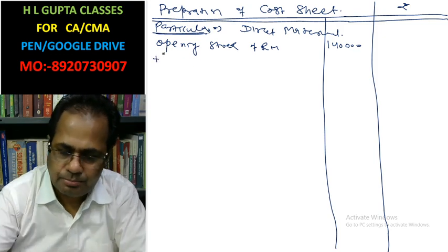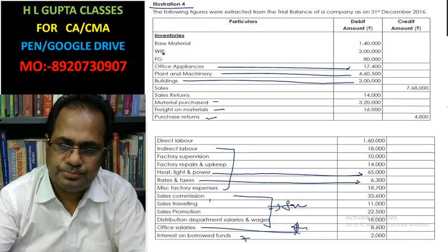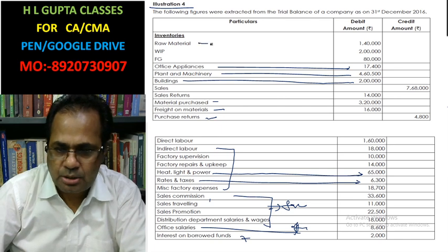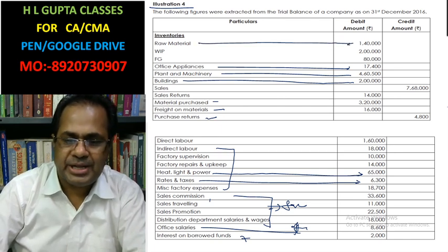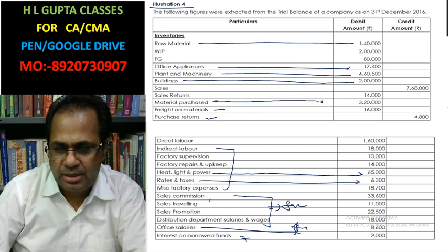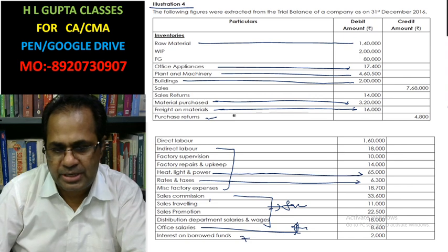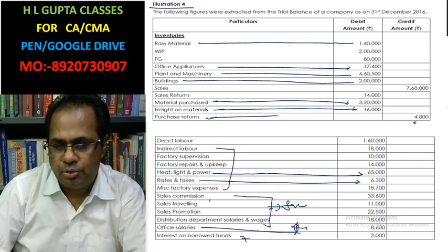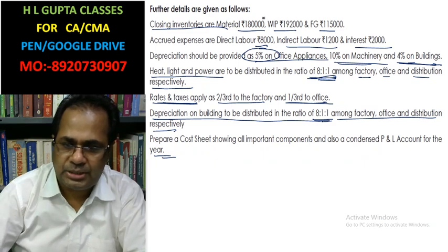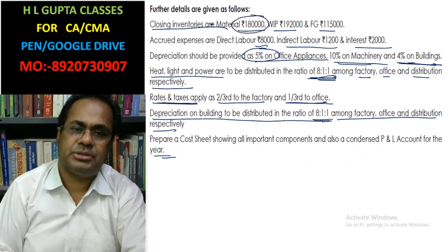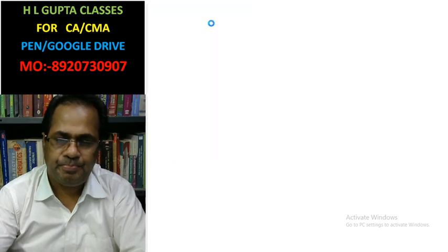Plus, look at here. In the case of material, opening stock of raw material 1,40,000. Material purchase is given here 3,20,000. Freight is 16,000. Material return is 48,000. Now closing stock of raw material is what? 1,80,000. This information is used. Okay, look at it.